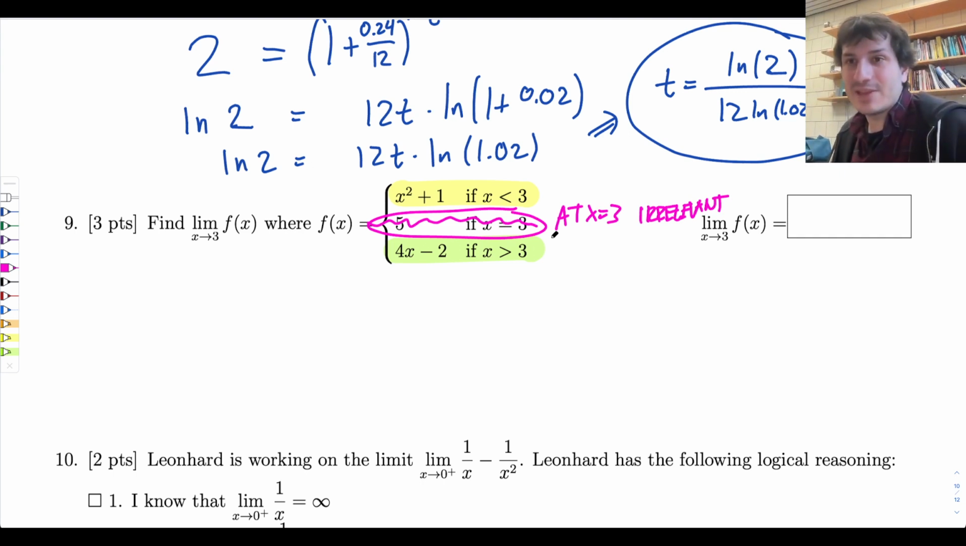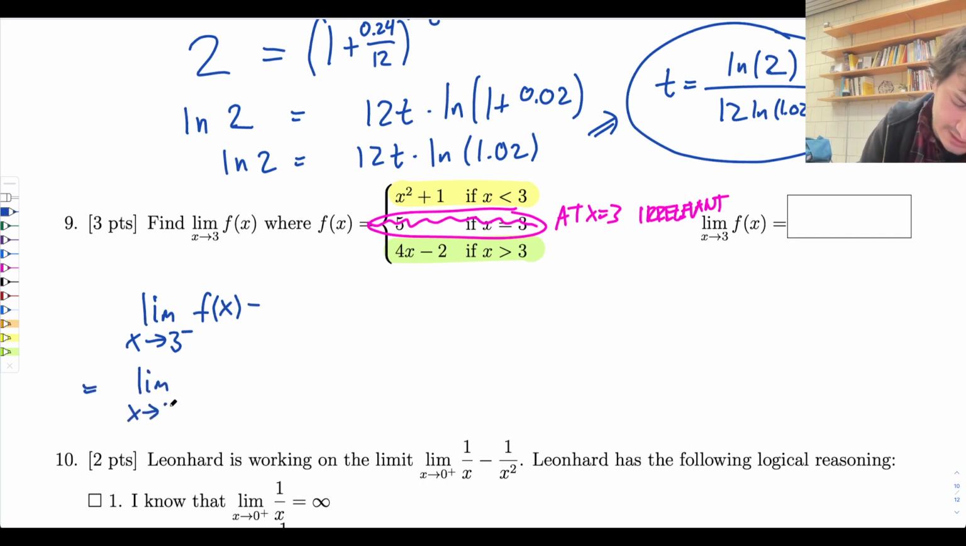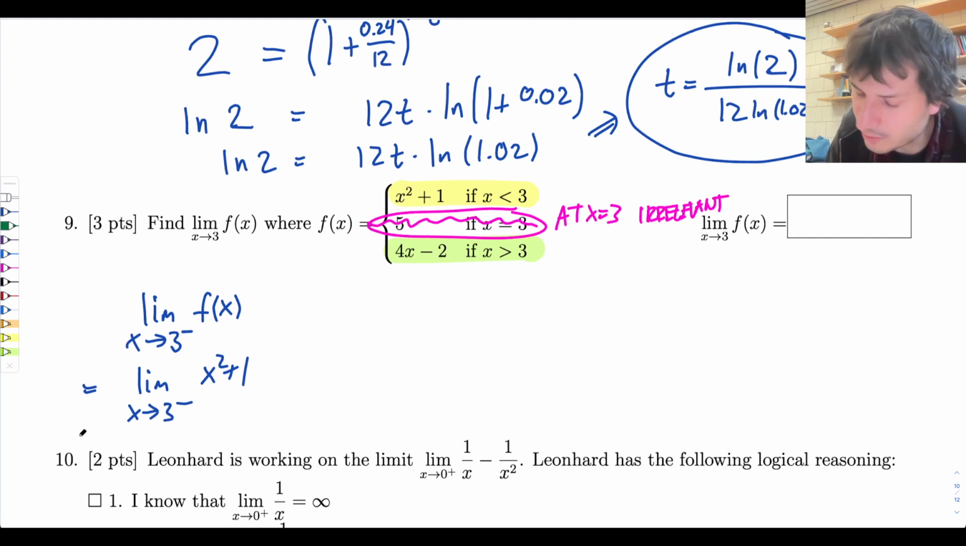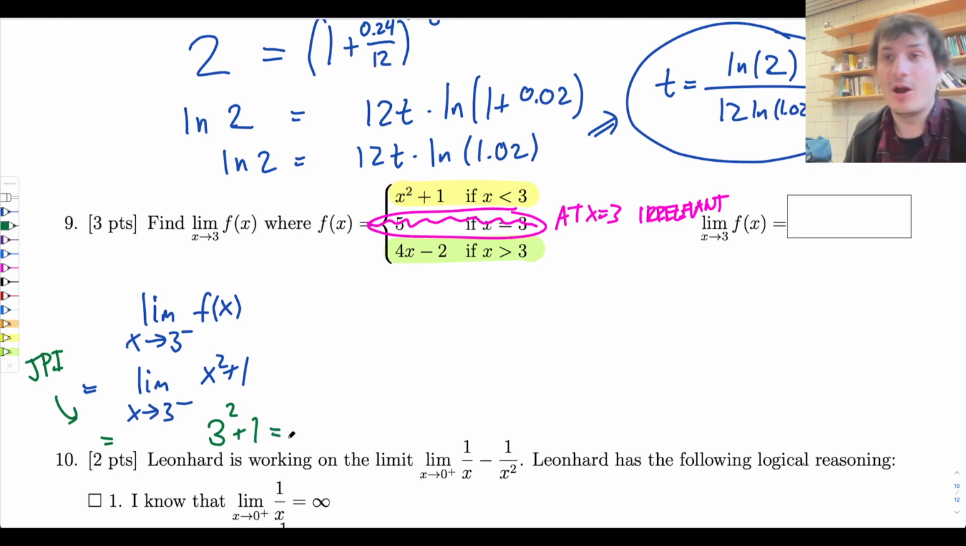For a limit, what happens at the point is completely irrelevant. The only things that matter are x squared plus 1 and 4x minus 2. And those matter for the left and the right limits respectively. So you do the limit as x goes to 3 minus of f of x. That is this stuff less than 3. So that is x squared plus 1, just like we did in class. And this one you can just plug in. If you just plug in, you get 3 squared plus 1, also known as 10. What about the limit on the other side?